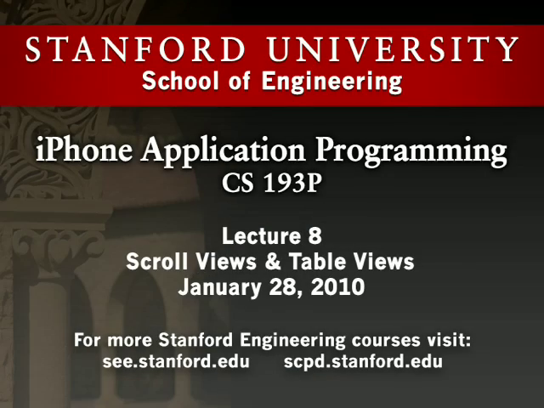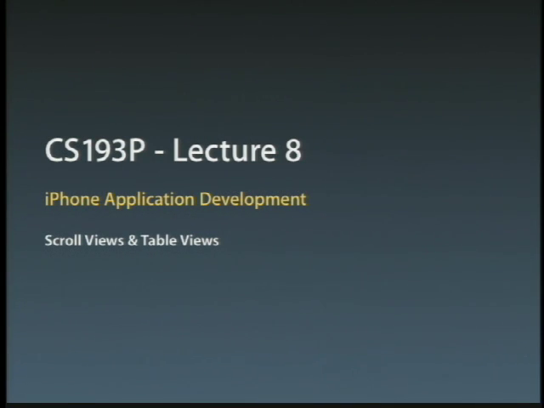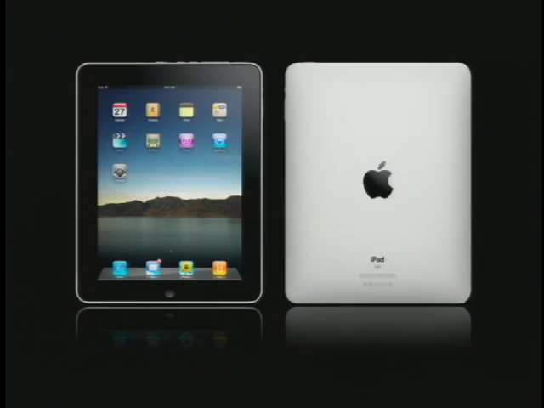All right, guys, welcome to CS 193P, Lecture 8. Today, we've got some really exciting new stuff to talk about. That's, of course, scroll views and table views. Let's start off with scroll views. We're going to talk about that for a little bit. As you can see, scroll views start out up on the screen there, and you can swipe between your icons with them. So that's pretty cool.